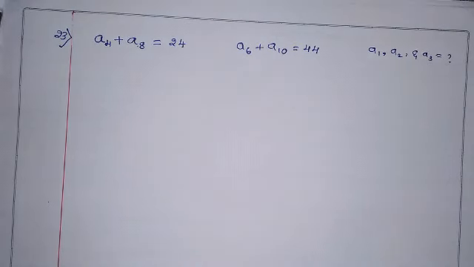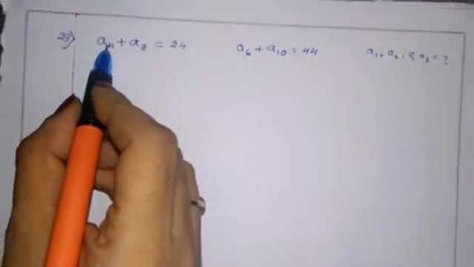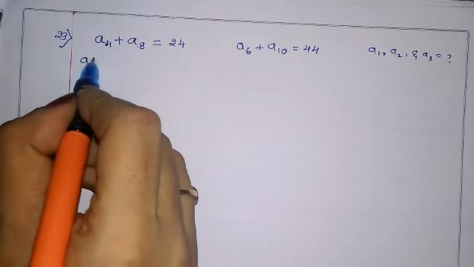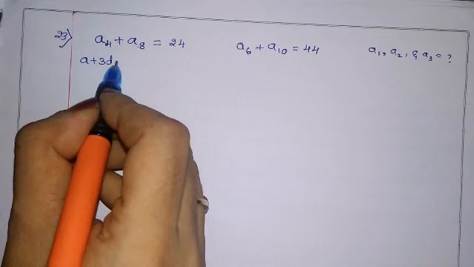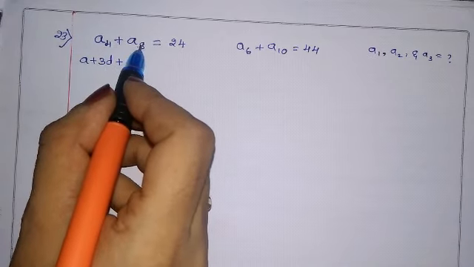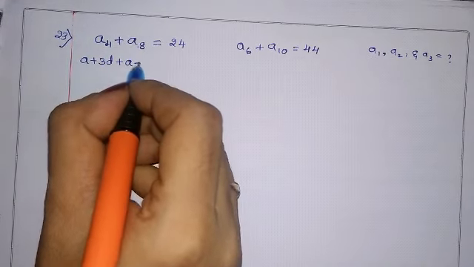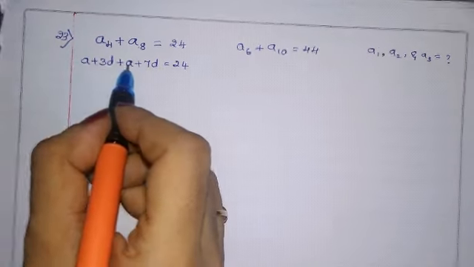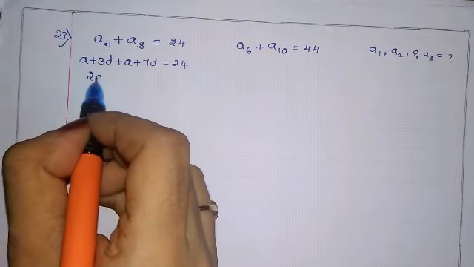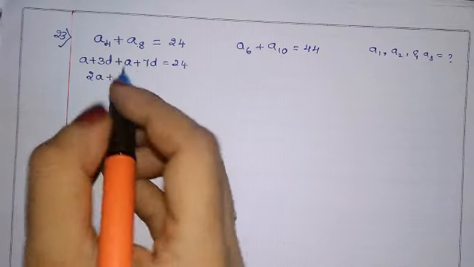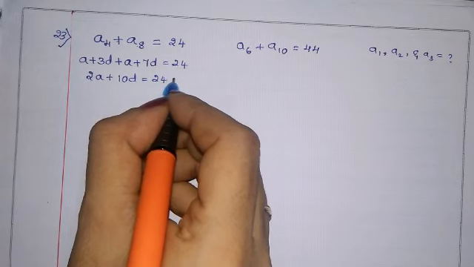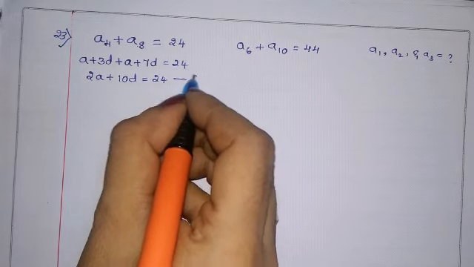Okay, so let us start solving. We know that A4 is nothing but A plus 3D, plus A8, the 8th term, which is nothing but A plus 7D, is equal to 24. Let us solve here. A plus A is 2A. 7 plus 3 is 10D, equal to 24. We can write this as equation 1.